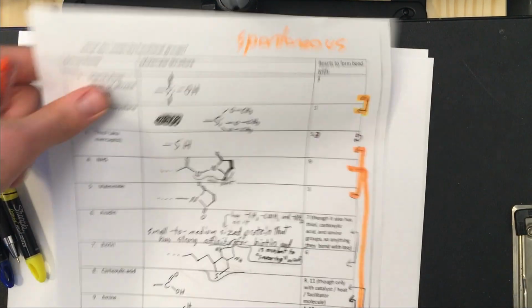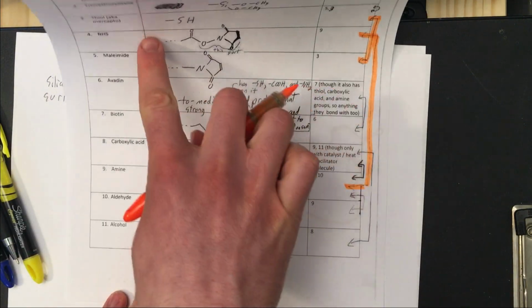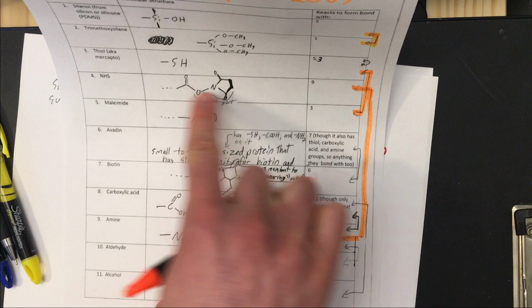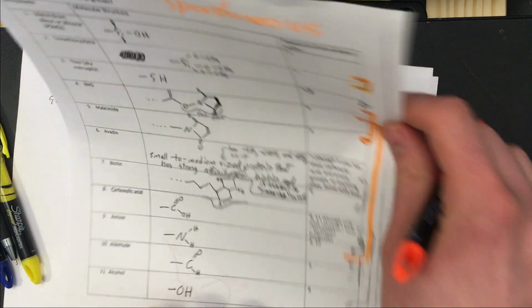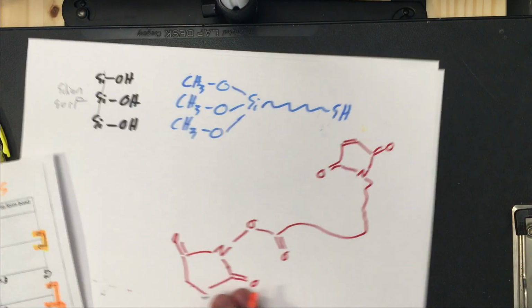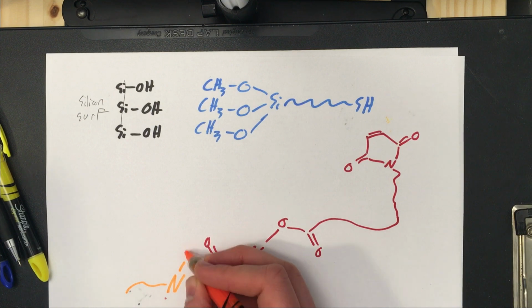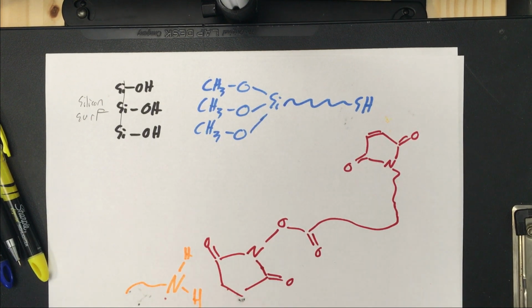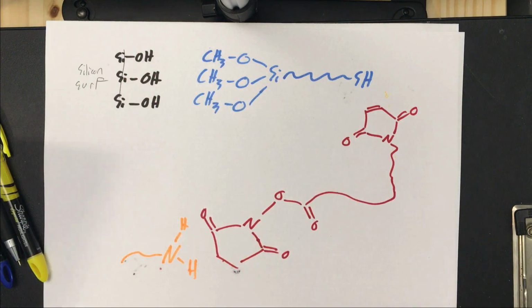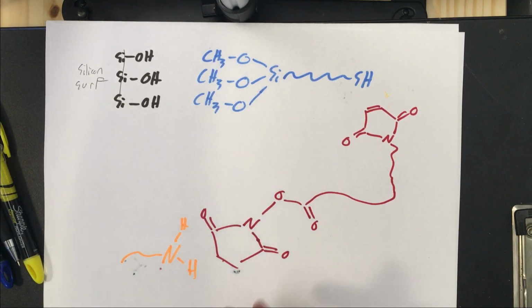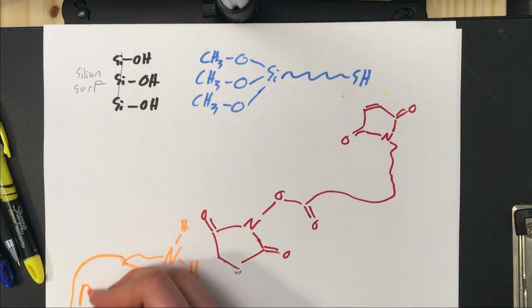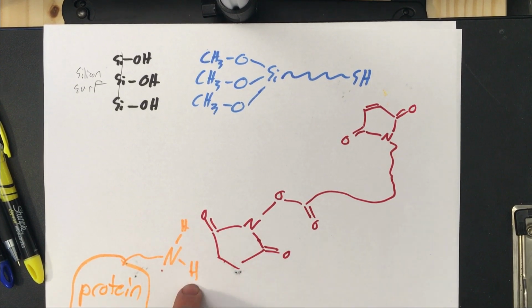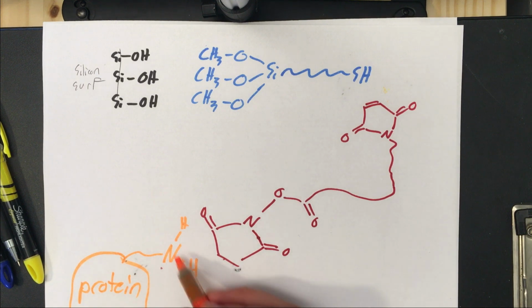Sorry, I'll show you the bottom of my list. But NHS reacts spontaneously with amine groups to form a covalent bond. So if I had something with an amine group on it, then I could attach it to that surface. For example, one type of molecule that might have an amine group on it is a protein. Almost all proteins have an NH2 group on them.